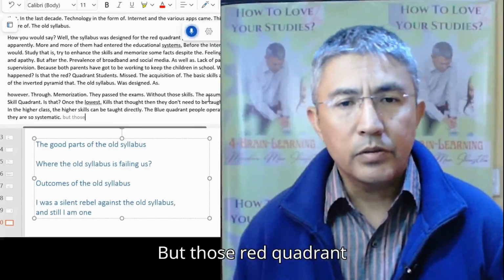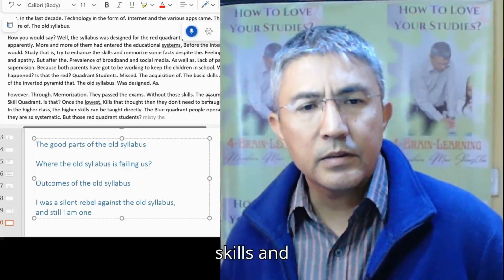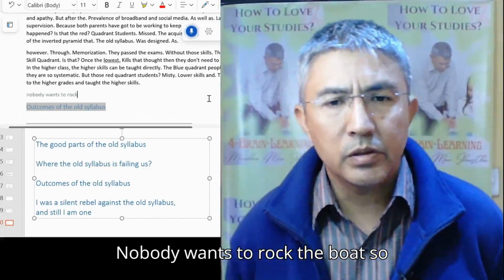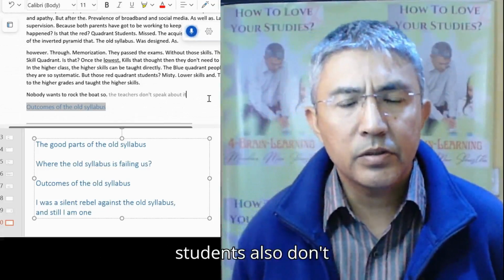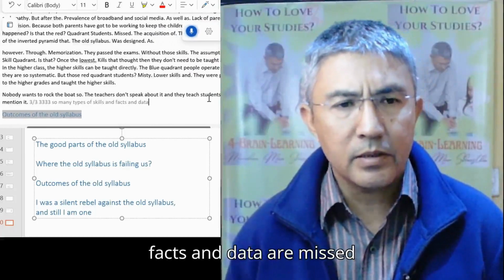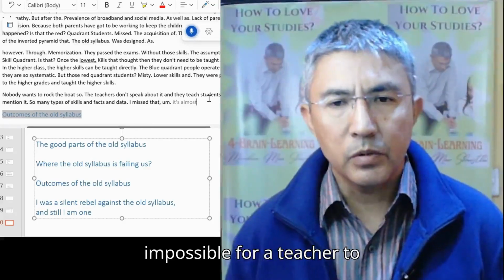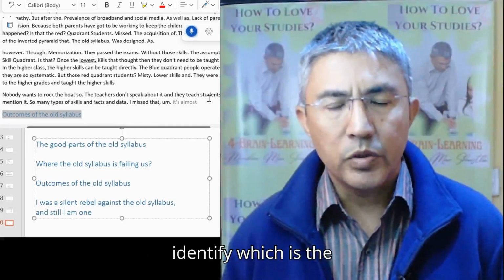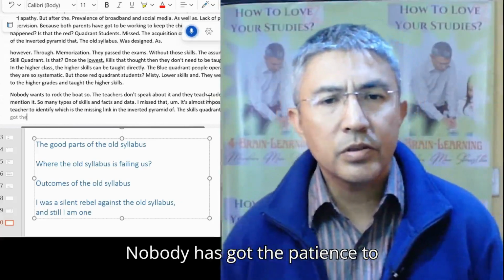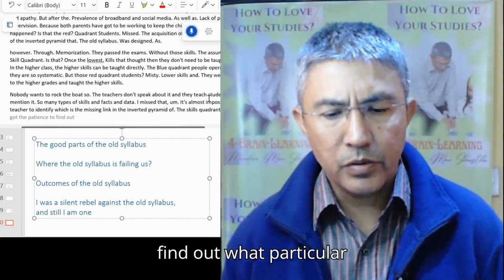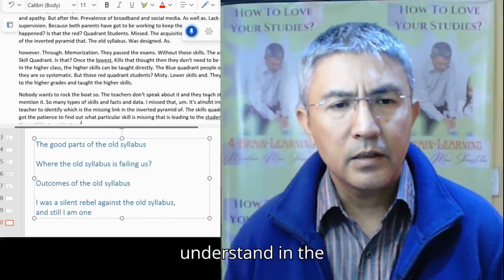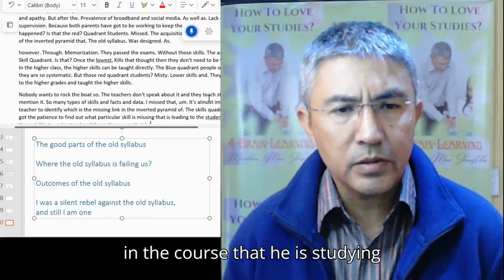But those red quadrant students miss the lower skills, and they were promoted to the higher grades and taught the high skills. Nobody wants to rock the boat, so the teachers don't speak about it, and the students also don't mention it. So many types of skills and facts and data are missed that it's almost impossible for a teacher to identify which is the missing link in the inverted pyramid of the skills quadrant. Nobody has the patience to find out what particular skill is missing that is leading to the students suffering from the inability to understand in the course that he is studying currently.